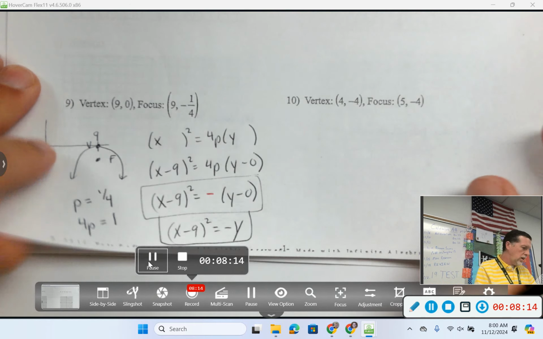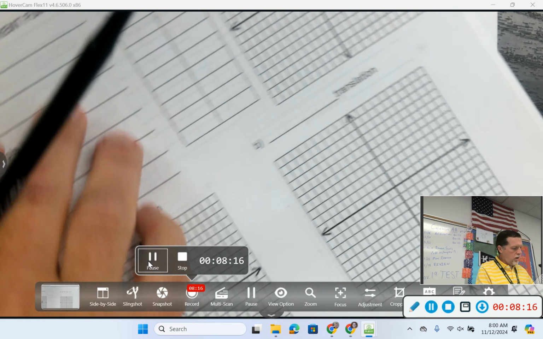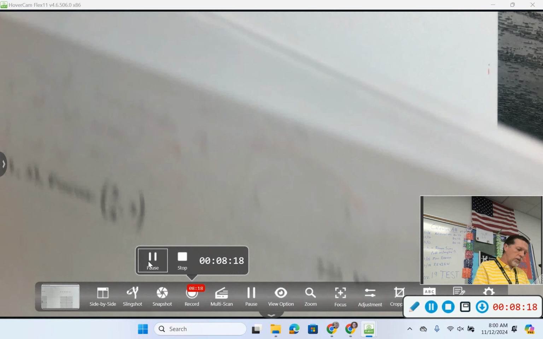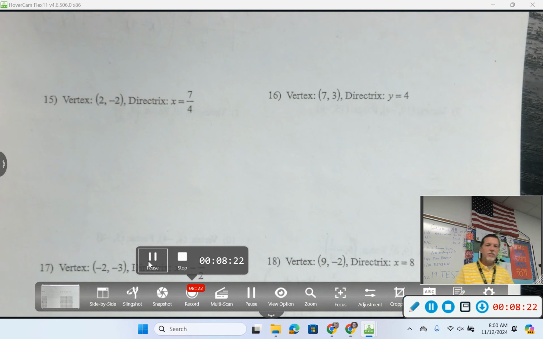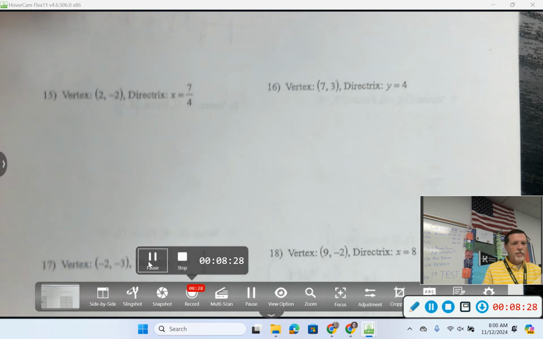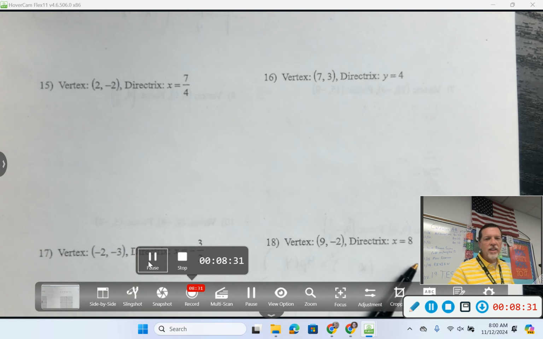All right, you guys are racing ahead. Let's do one more though. Let's look at 15. Just, I don't know, fractions and vertex not at the origin. Who knows what's going on with 15? So why don't you try 15?